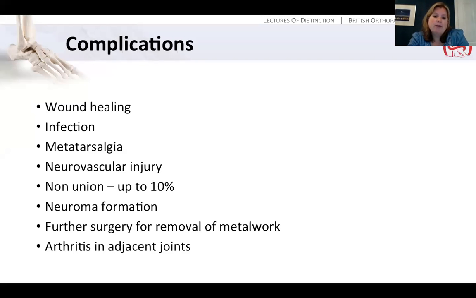We've talked about the need for removal of metalwork. And again, I think you have to counsel patients, but to me, that's in the overall sort of holistic discussion about their treatment. They just need to be prepared that in their lifetime, they could develop arthritis in adjacent joints.